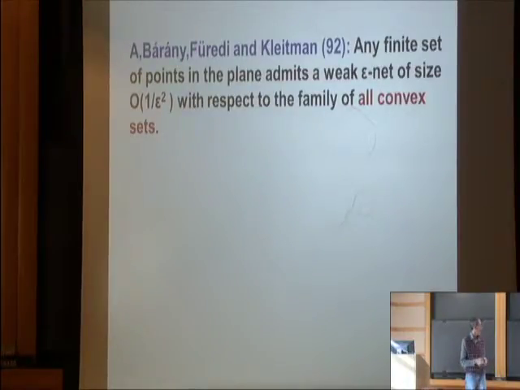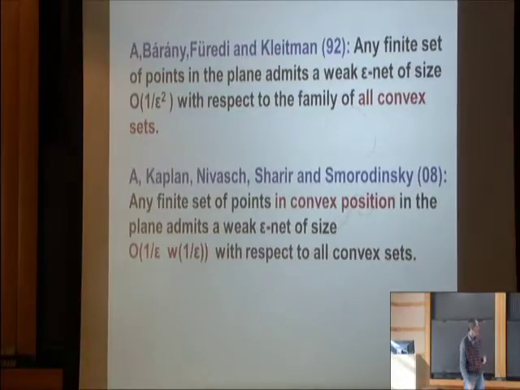And actually, if the points are in convex position, so this is something more recent with Kaplan, Nivasch, Sharir, and Smorodinsky, then there is a weak epsilon net of size 1 over epsilon times, again, this inverse Ackermann of 1 over epsilon. So something that is almost linear, but not quite linear.